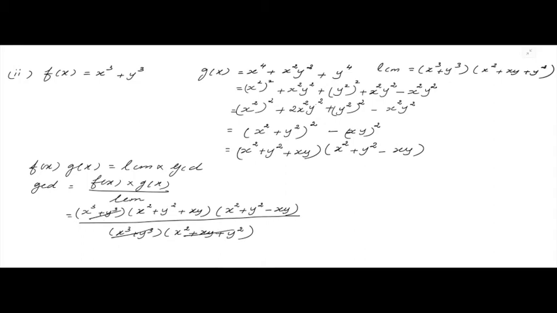And what is your GCD now left over? That is x square plus y square minus xy. Is it clear? Yes, we'll move to the next one.